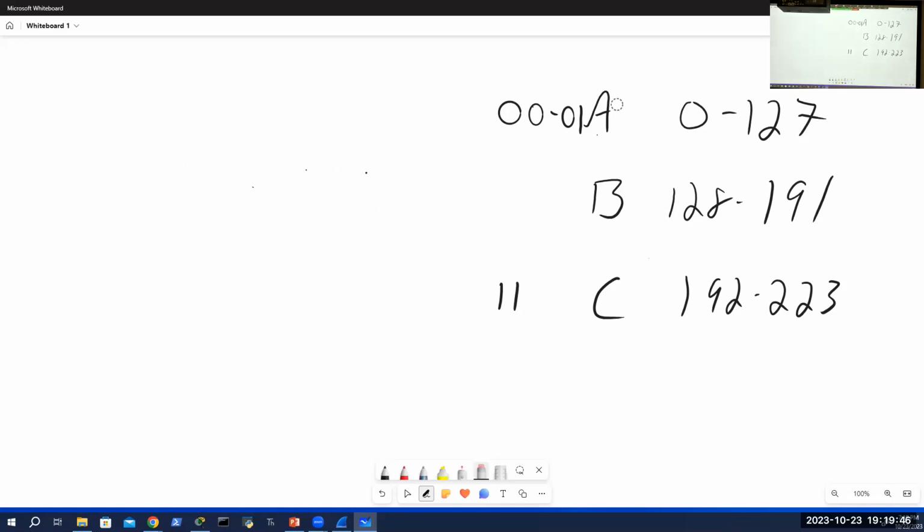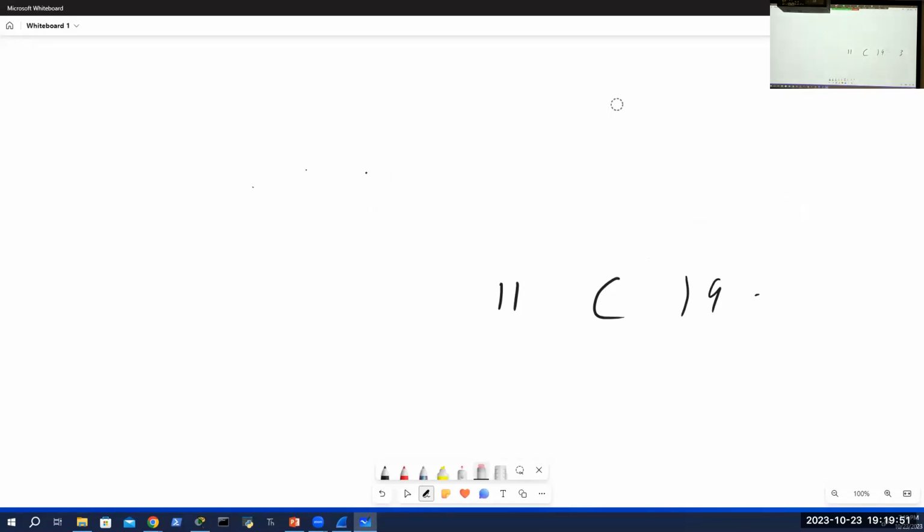Okay, so you know that the first octet is the most important in terms of determining the class. And a class A has a 255.0.0.0 subnet mask. A B has a 255.255.0.0.